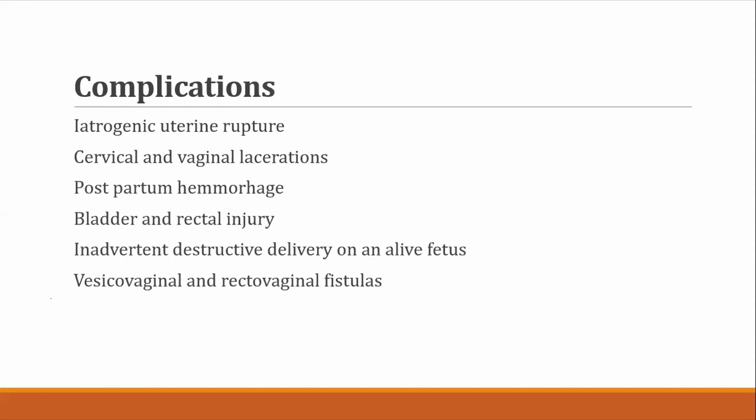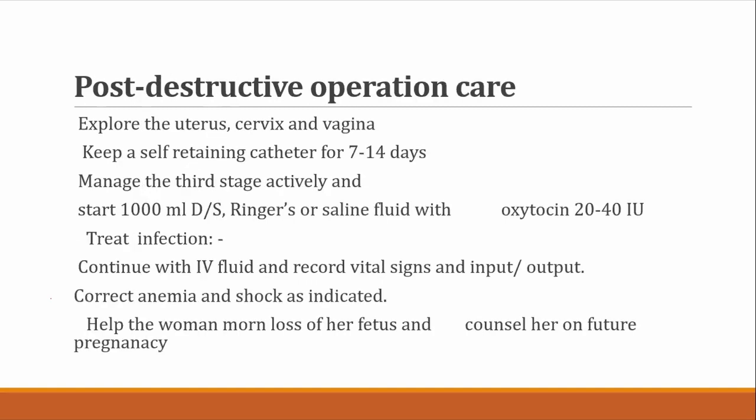Complications of destructive delivery usually include iatrogenic uterine rupture, cervical or vaginal lacerations, postpartum hemorrhage, and there might be the development of vesicovaginal or rectovaginal fistulas. And don't forget that the first prerequisite for destructive delivery is the baby: make sure that the baby has died before trying any destructive delivery.